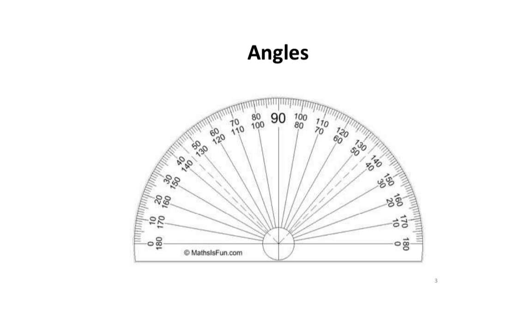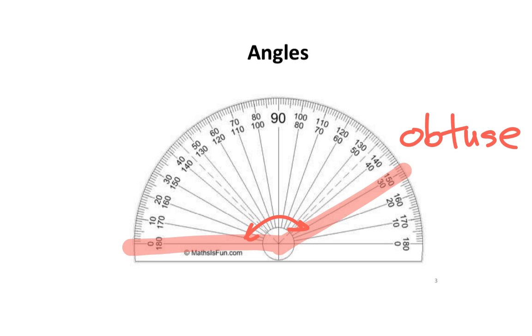This tool should look familiar to you. This is a protractor. A protractor measures angles in degrees. These two lines would make a 90-degree angle, while these two lines make a 30-degree angle. This angle is an acute angle. Acute angles are less than 90 degrees. These two lines would make a 150-degree angle. This is an obtuse angle. Obtuse angles are greater than 90 degrees.